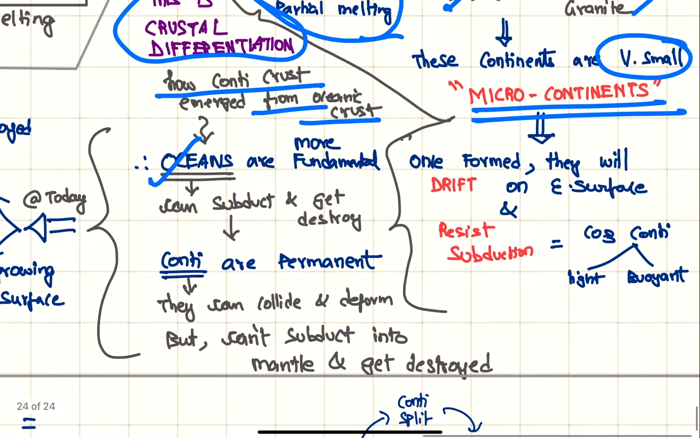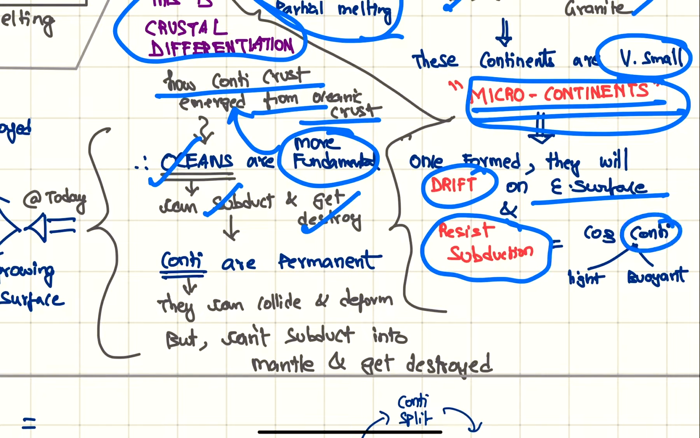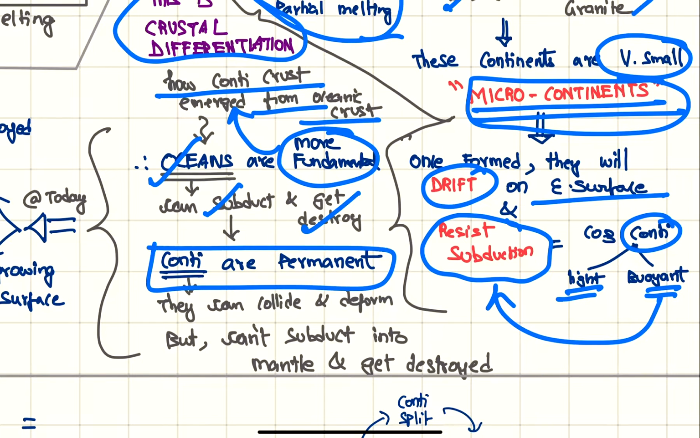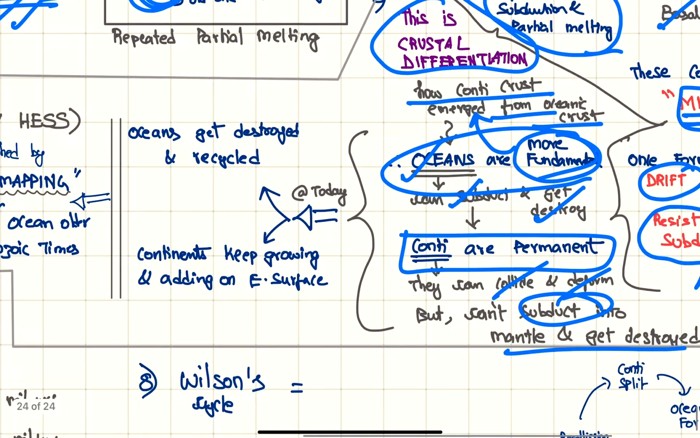So we can say that oceans are more fundamental because they can get subducted and destroyed. And also oceans are more fundamental because they are the ones that led to the continental formation. But once these microcontinents are formed, they can drift on the Earth's surface, and they resist subduction because continents are very light and buoyant, so they won't subduct. So we can say that continents are permanent while oceans are more fundamental. They collide and deform, but they won't subduct into the mantle and get destroyed.